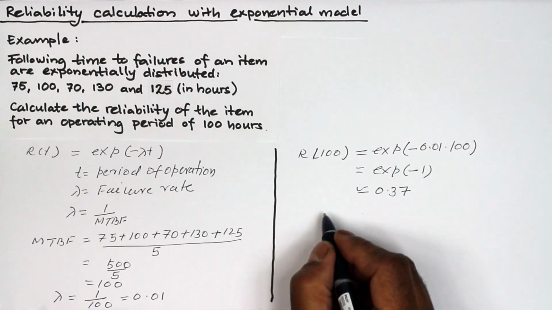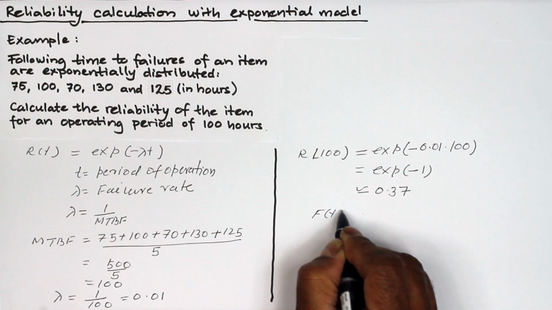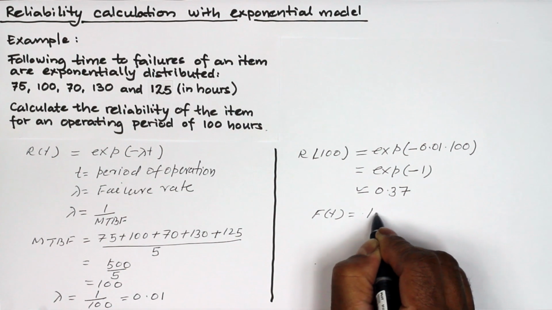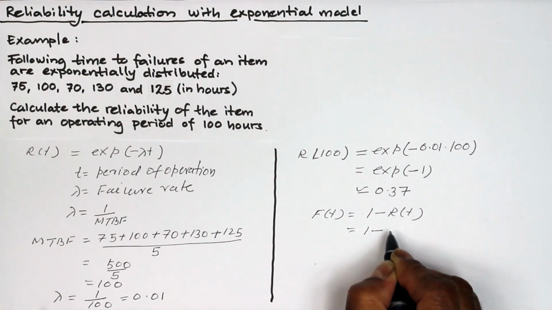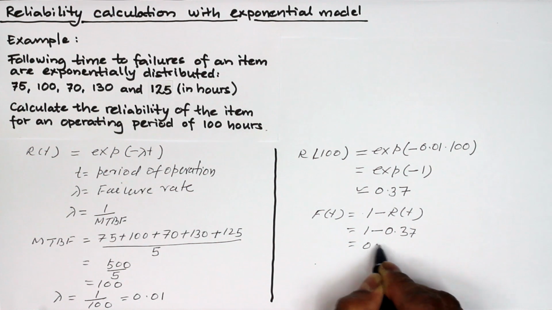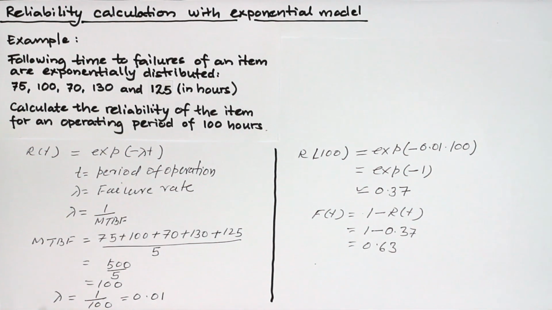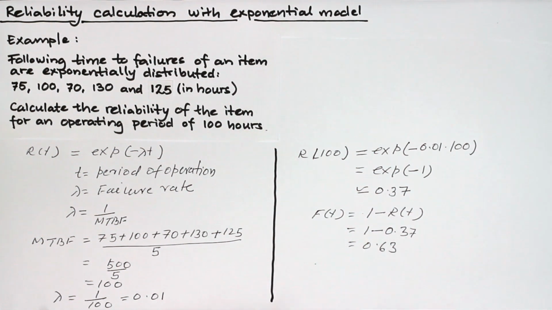If I know the reliability, we can easily calculate the failure probability F(t), that is, 1 minus R(t). So the failure probability becomes 1 minus 0.37, that is 0.63. So 63% of the items will fail. That's the information we get out of this calculation.